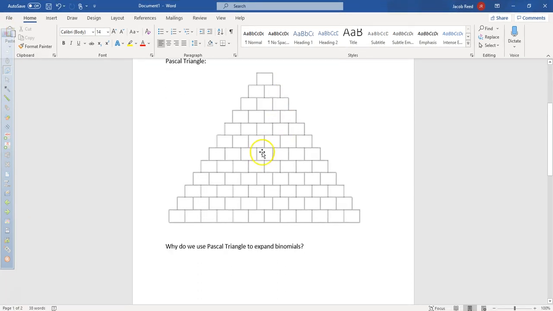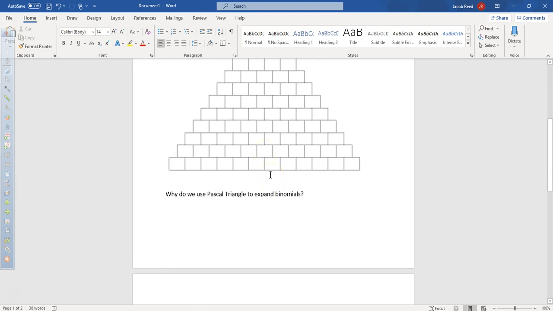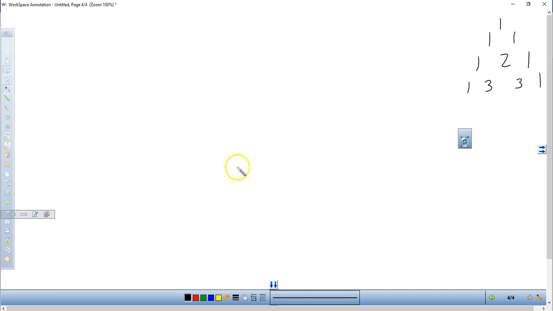So why are we going to use Pascal's triangle to expand the binomials? What's the point? Well, I want to show you. I'm going to bring up a new page. I'm going to show you the reason why we do Pascal's triangle. I'm going to put the triangle that we're going to need over here. That's far enough for the problem we're going to do.